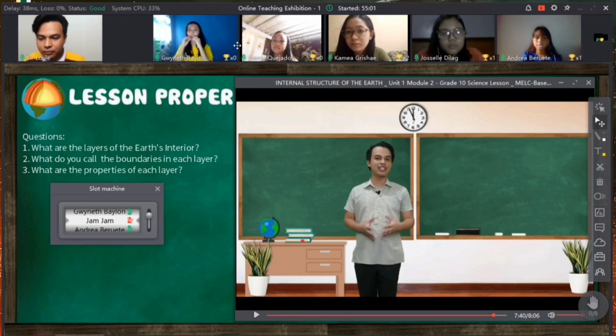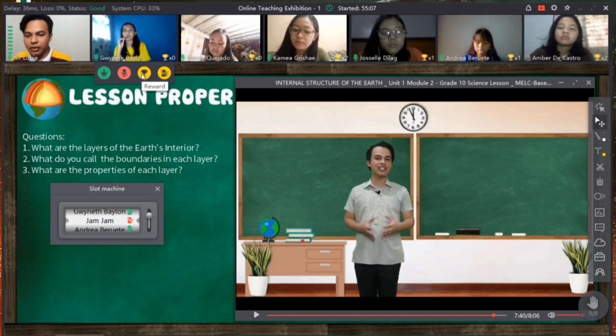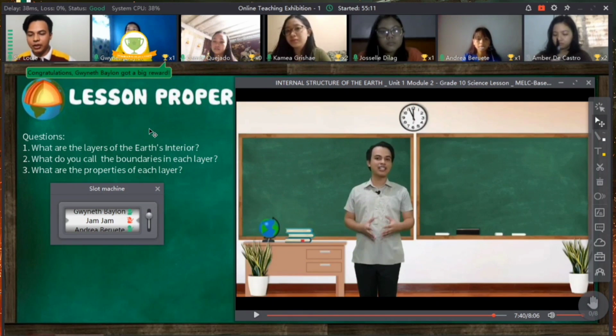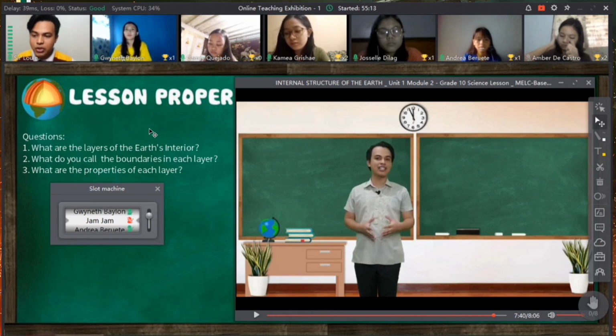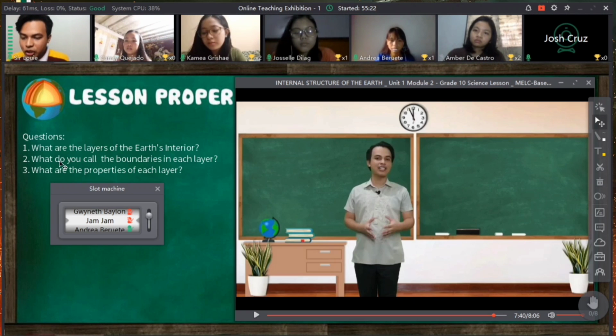The layers of the Earth's interior, starting from the innermost, are the inner core, outer core, mantle, and the crust. Okay, very good. So the layers of the Earth, starting from the innermost, is the inner core, outer core, mantle, and the crust. So how about question number 2?